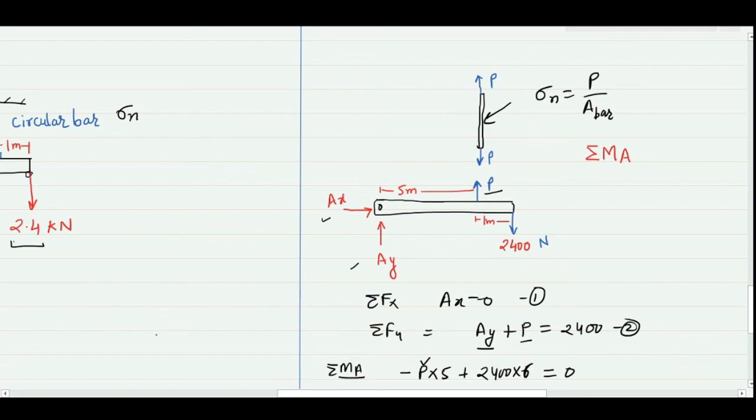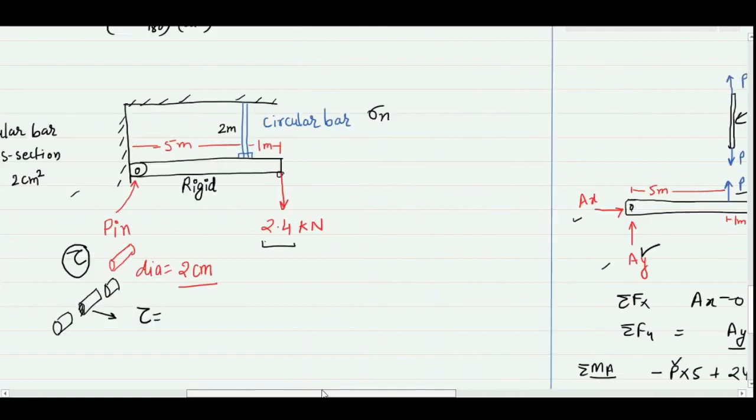Similarly, when you want to calculate the stress in the pin, this AY is actually acting at the pin side. So the pin is going to be subjected to a load of AY, and there is a double shear in the pin, so the area will be 2 pi r square, where r is the radius of the pin, and that would give the shear stress in the pin. In this way, you can calculate the shear and normal stress in different components of this system.